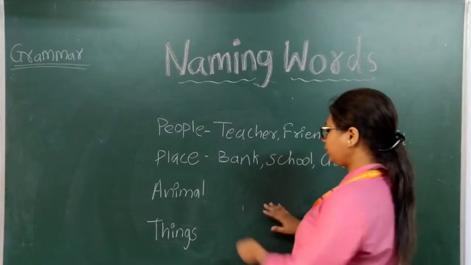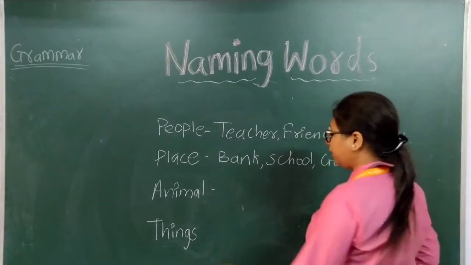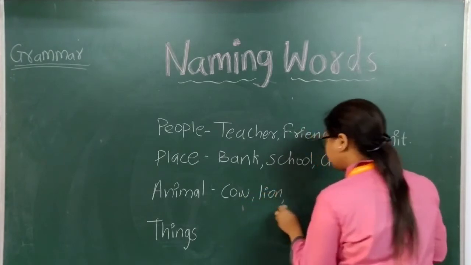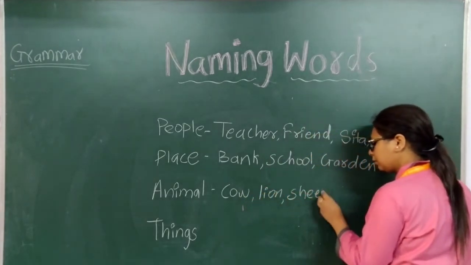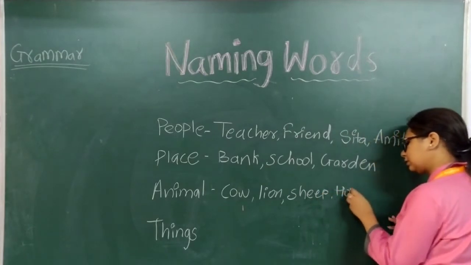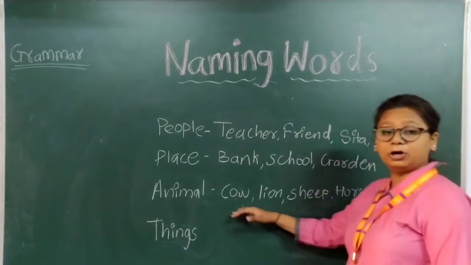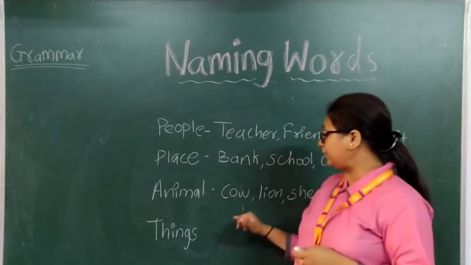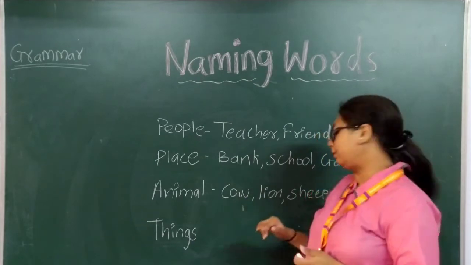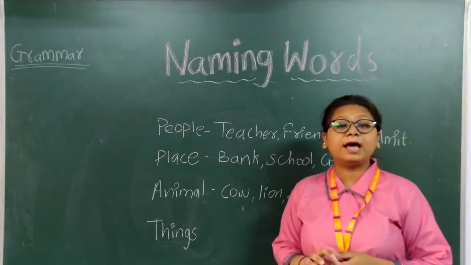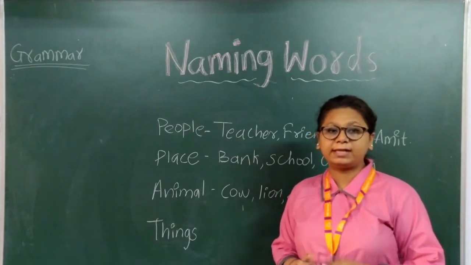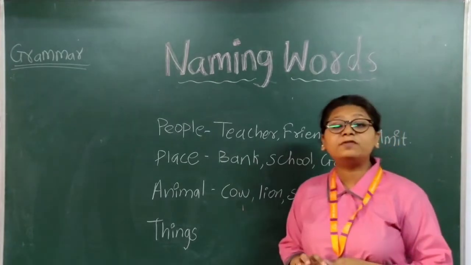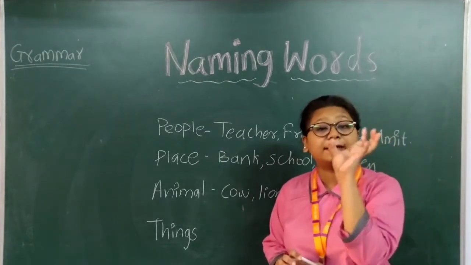Okay? Coming to animal. Now animal. Cow, lion, sheep, horse. So now it names an animal, cow. Cow eats sweet green grass. It names an animal, cow, okay? Lion. The lion is the king of the jungle, okay? So it names the animal lion. Who is the king of the jungle? So lion. It names the animal, okay?